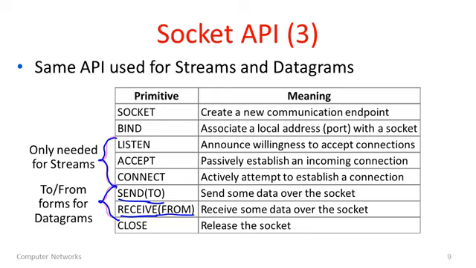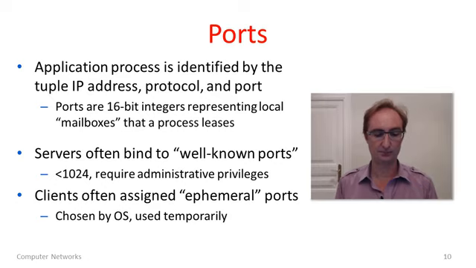Similarly, receive uses a form called receive from. Now that provides information about who sent the datagram to you, since many different senders could have sent that datagram that could be received on your port in a datagram model. Let's talk a little bit more about ports, and that will round out the service API that the transport layer provides in the internet to applications.